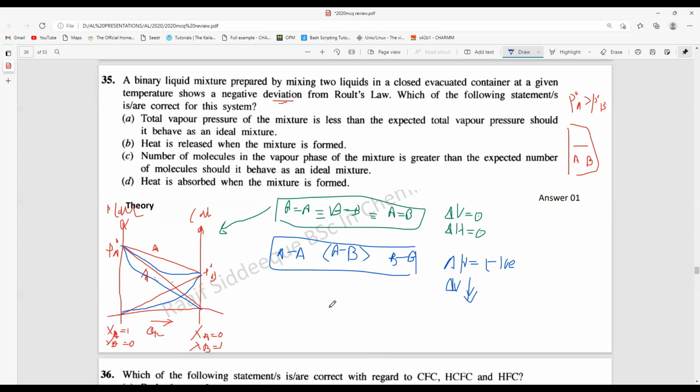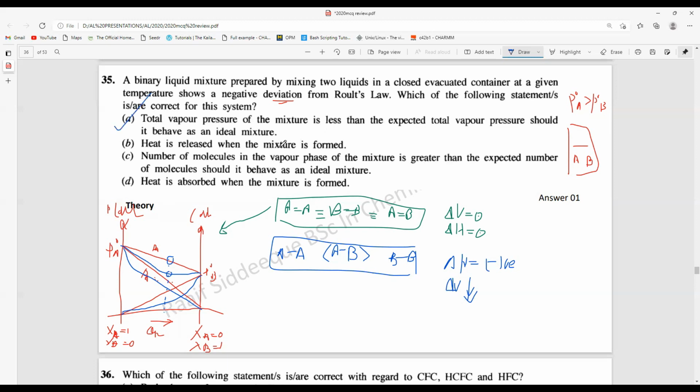For a positive deviation, you should think all would be reverse. Okay, delta H would be positive and volume change will be positive. Right. Let's go to the statements. The total vapor pressure of the mixture is less than the expected total vapor pressure if it behaved as an ideal mixture. So you see here, for a certain composition, this is the ideal total vapor pressure, and this is the vapor pressure of a negative deviation. You see here, it is lower. So this statement is correct.